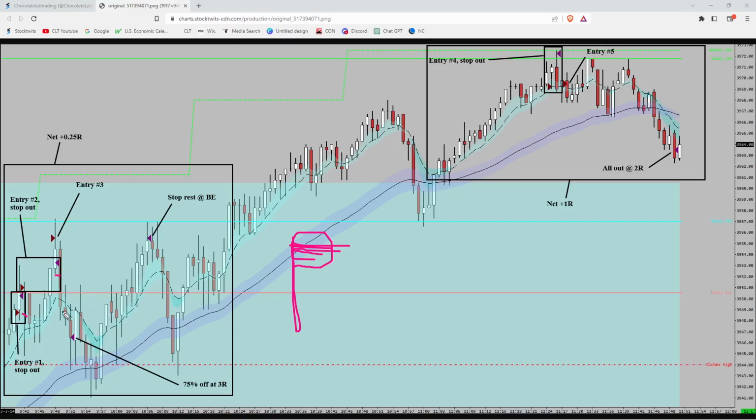Entry, and then I took 75% off of my position at 3R. I made up these two losses, and I think I got a quarter R net, and then I stopped the rest at break even. So I made up for those two and some. Again, not the best trading. I really should have avoided preferably both of these trades, but definitely the first one, and taken a little bit more change for my pocket.